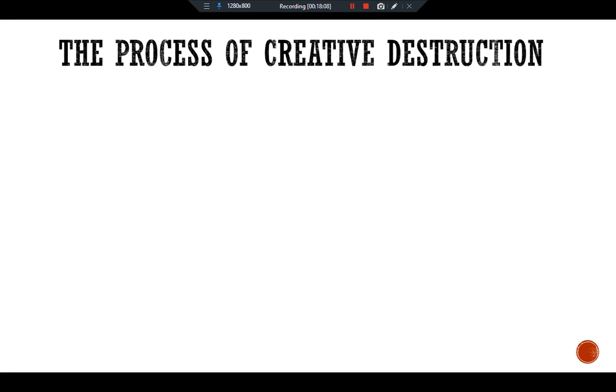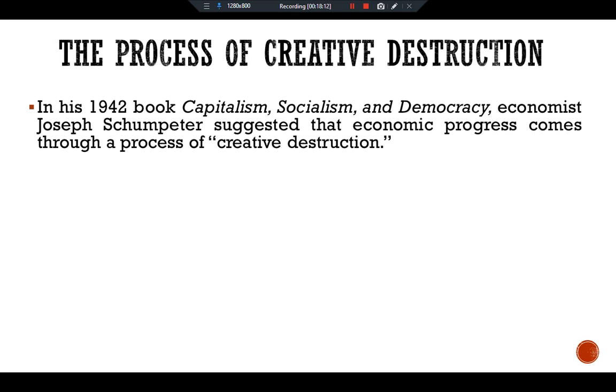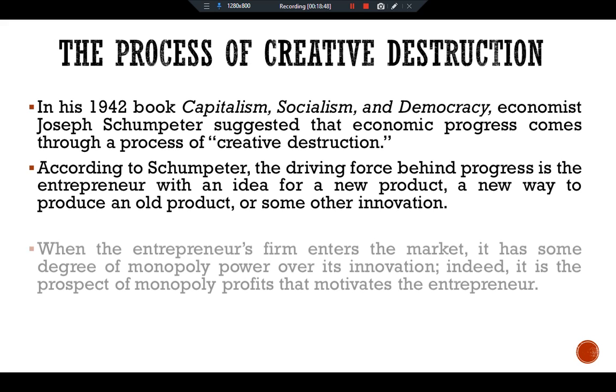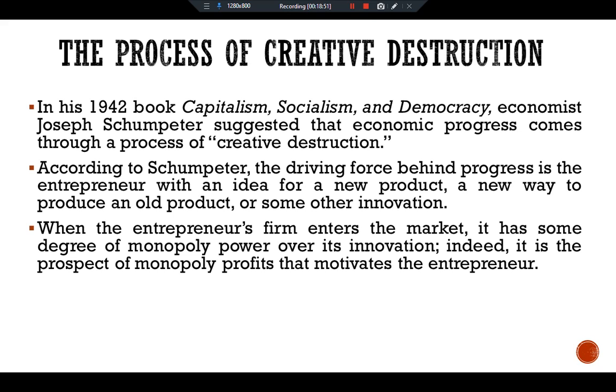Okay, the process of creative destruction. In his 1942 book Capitalism, Socialism and Democracy, economist Joseph Schumpeter suggested that economic progress comes through a process of creative destruction. According to Schumpeter, the driving force behind progress is the entrepreneur with an idea for a new product, a new way to produce an old product, or some other innovation. When the entrepreneur's firm enters the market, it has some degree of monopoly power over its innovation. Indeed, it is the prospect of monopoly profits that motivates the entrepreneur.